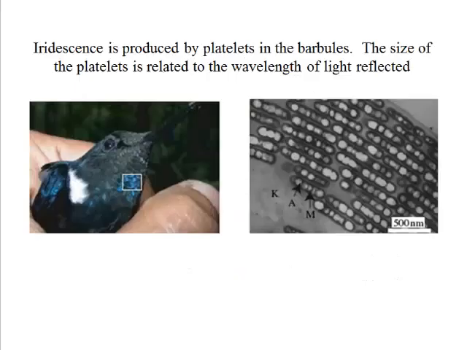Here's a picture found on the web, and you can see little round dots. The iridescence is produced by those platelets that reflect certain wavelengths of light. And the wavelength of light reflected is related to the diameter of those little platelets. And so hummingbirds are the super iridescent feather champions.